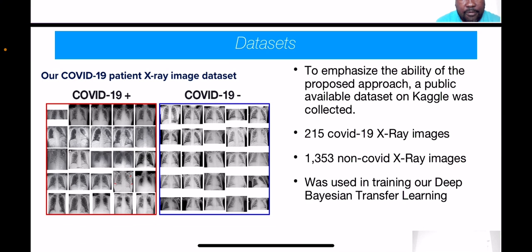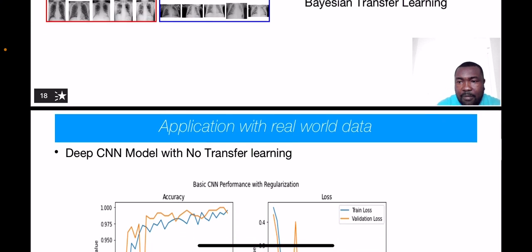Talking about the data set, this data set was collected on Kaggle and is publicly available. We have 215 positive cases for COVID-19. As you can see, it's very small data, and we have about 1,000 non-positive cases. And this is an ideal example of small data in transfer learning. Always know that deep learning is hungry for data, but what happens if we don't have the data? That's the objective of this presentation.